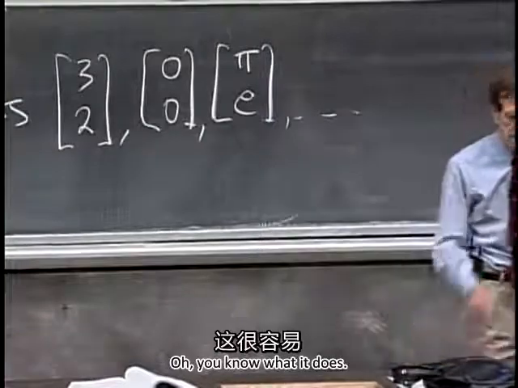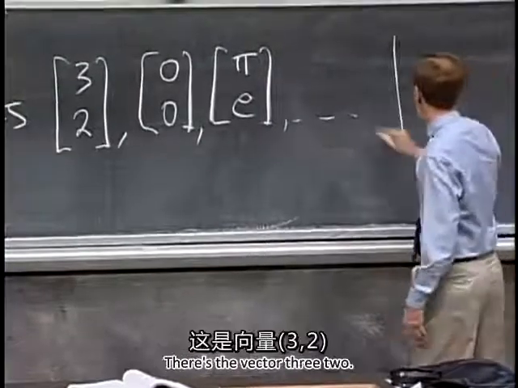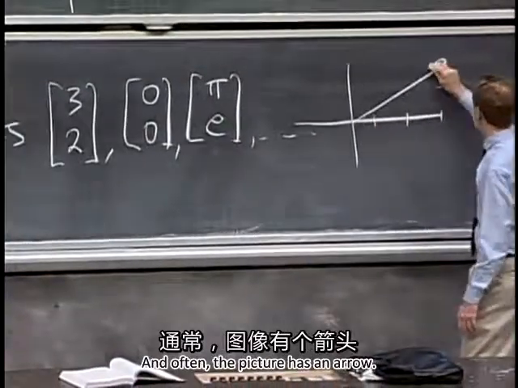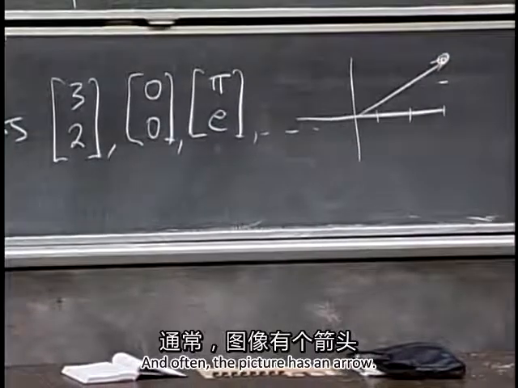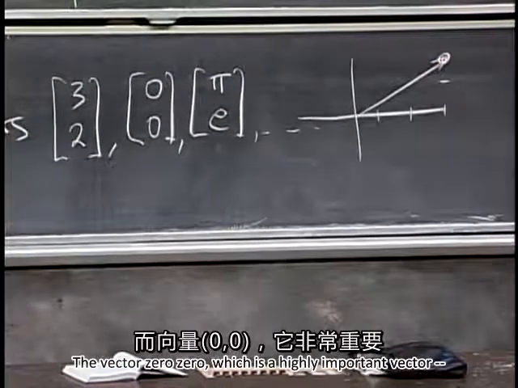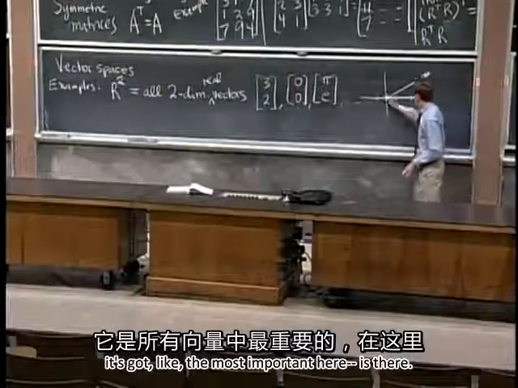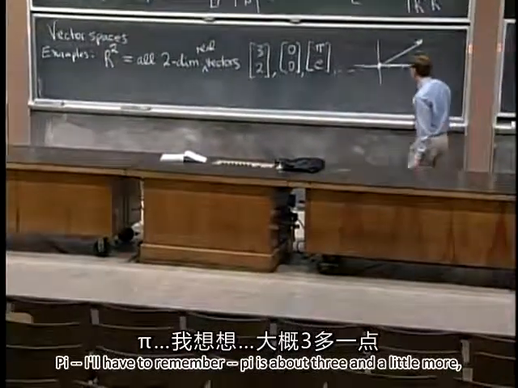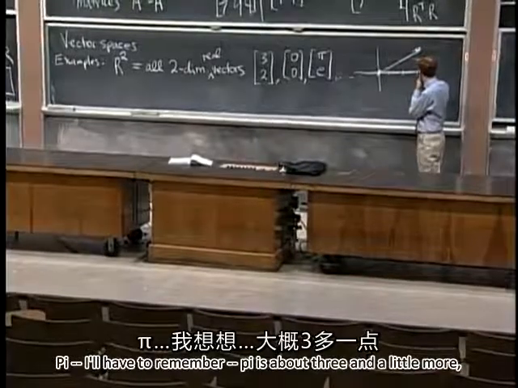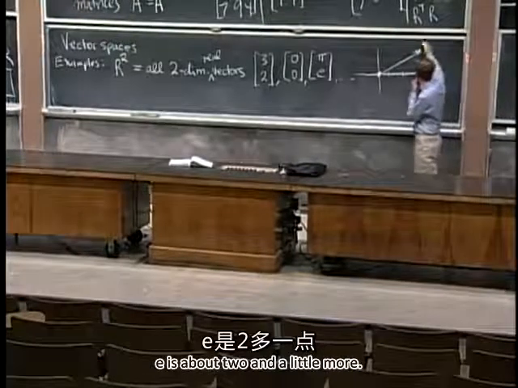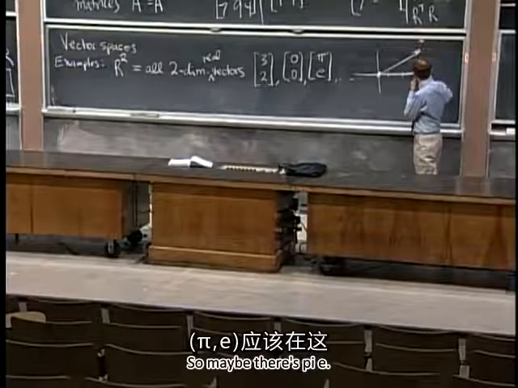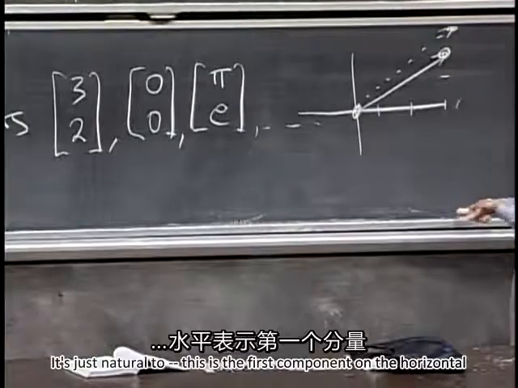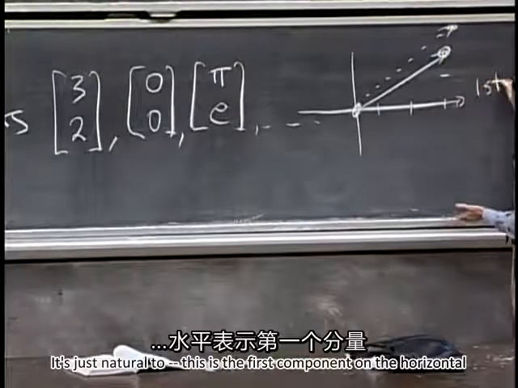Oh, you know what it does. And you know the picture that goes with it. There's the vector (3, 2). And often the picture has an arrow. The vector (0, 0), which is a highly important vector, is there. And of course, it's not much of an arrow. (pi, e), I have to remember, pi is about 3 and a little more. e is about 2 and a little more. So maybe there's (pi, e). I never drew (pi, e) before. It's just natural, this is the first component.